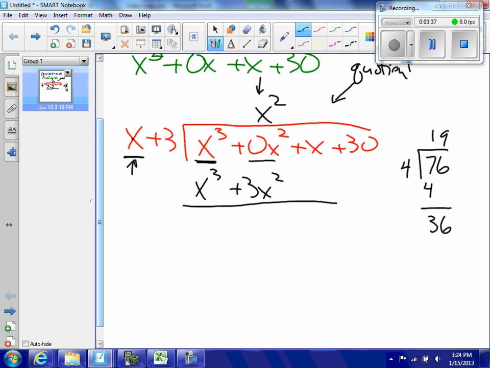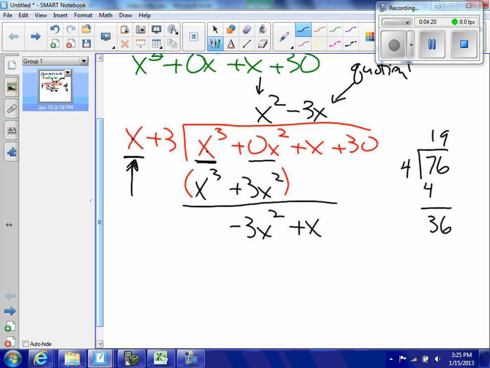So I'm going to subtract this polynomial that I just came up with from the terms directly above it. Well, x cubed minus x cubed is 0, so I don't need to put anything there. And 0 minus 3x squared is minus 3x squared. I'm going to go over to my next power. I'm going to bring down my x plus x. And now I need to know what number times x, the first term of my divisor, is going to give me negative 3x squared. Well, that would be negative 3x.